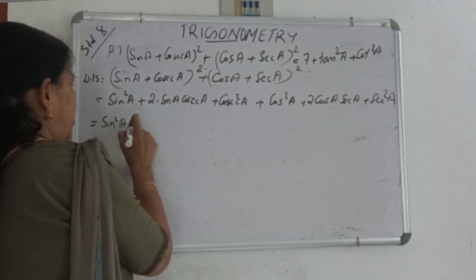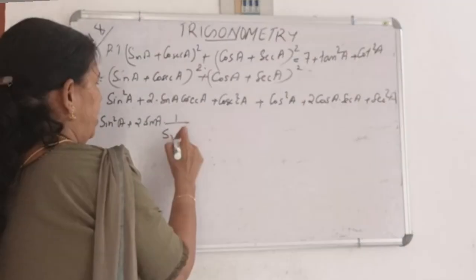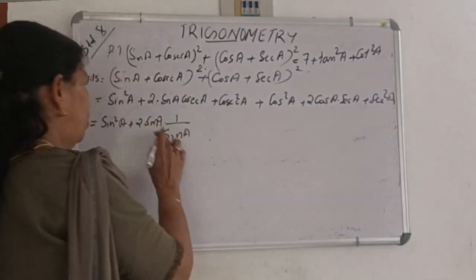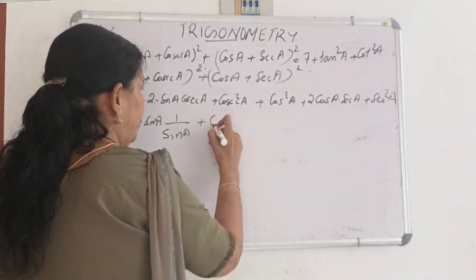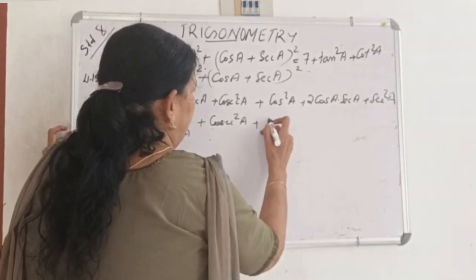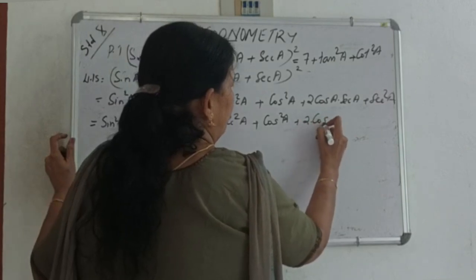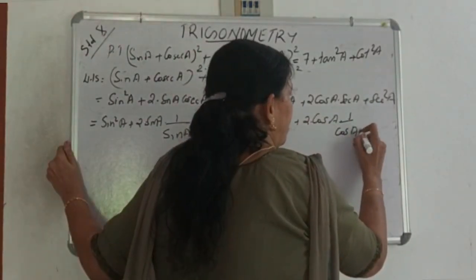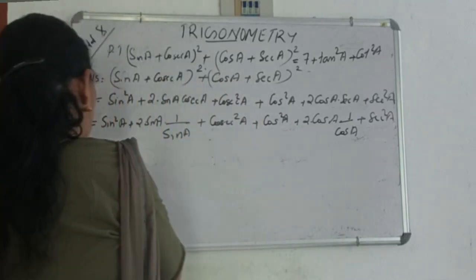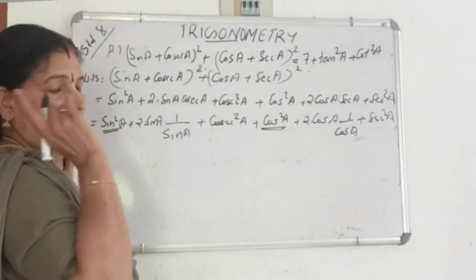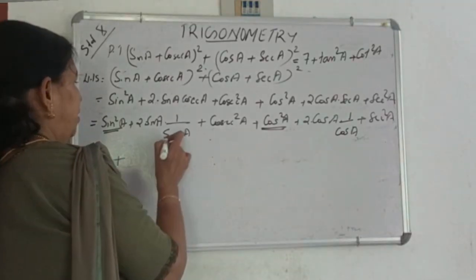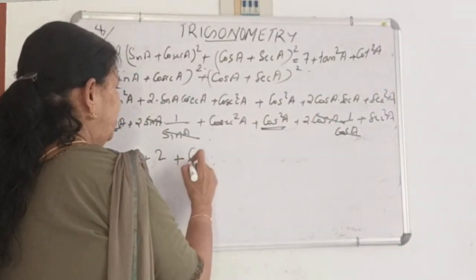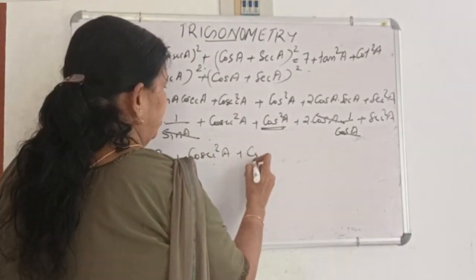That's equal to sin² A + 2 × sin A × 1/sin A. Cosec is the opposite of sin, therefore cosec and sin are opposite trigonometric ratios, so we can write cosec A is 1/sin A, plus cosec² A + cos² A + 2 × cos A × 1/cos A, like that, cos and sec are opposite trigonometric ratios, plus sec² A. That's equal to, this 2 we take together, sin² A + cos² A equal to 1, sin A cancels, cos A cancels, then 1 + 2, this 2 and this 2, plus cosec² A + sec² A.